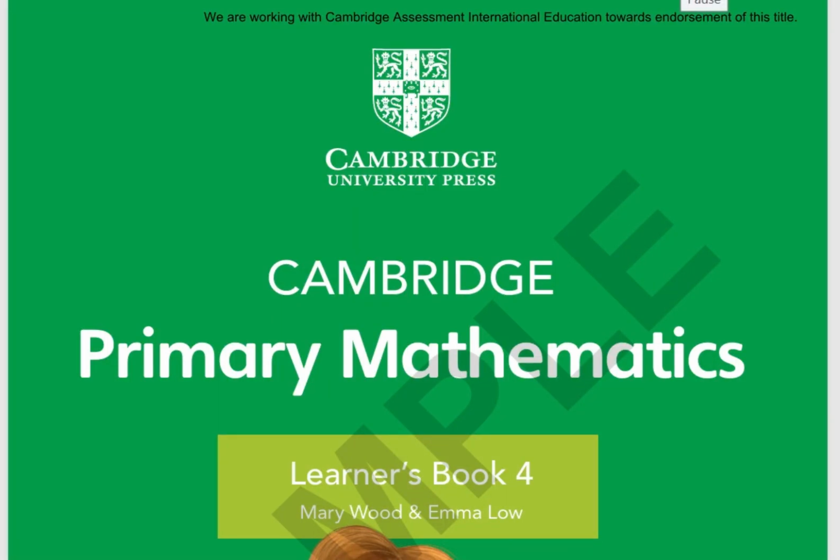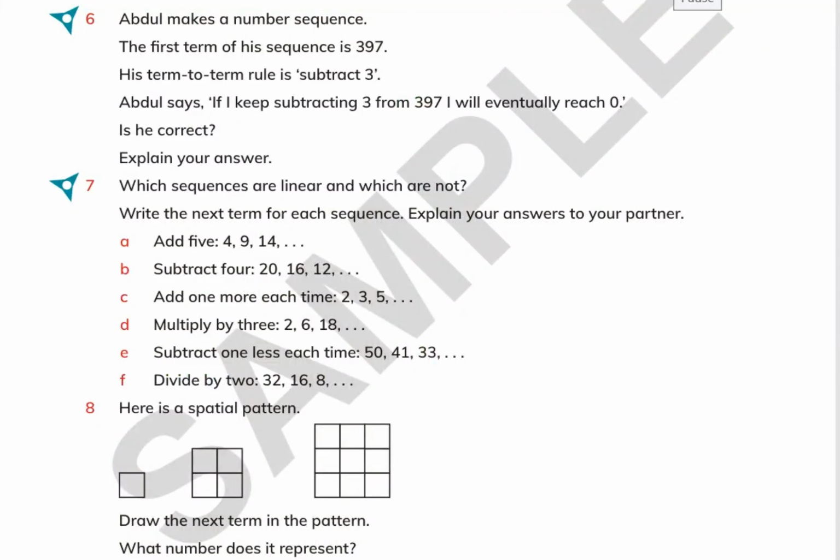As you know, we have started our series of solutions for the Cambridge Primary Mathematics Learner's Book 4. We have started exercise 1.1. In the previous video we covered question 1 to question number 5 of this exercise.